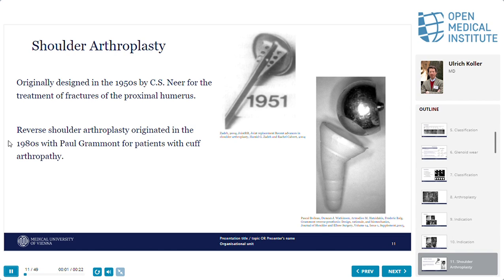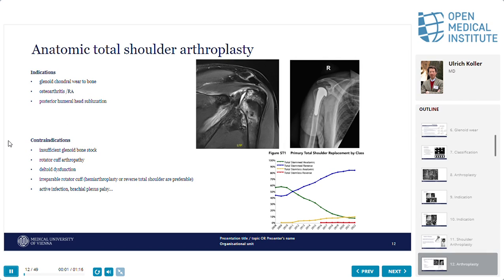So shoulder arthroplasty, everybody knows, was invented in 1950 by Neer just for the treatment of fractures. Then there was a new concept in the 1980s by Paul Grammont, the reverse, where you are just using the deltoid muscle to compensate for the rotator cuff. And now I'm just focusing on these two ideas.